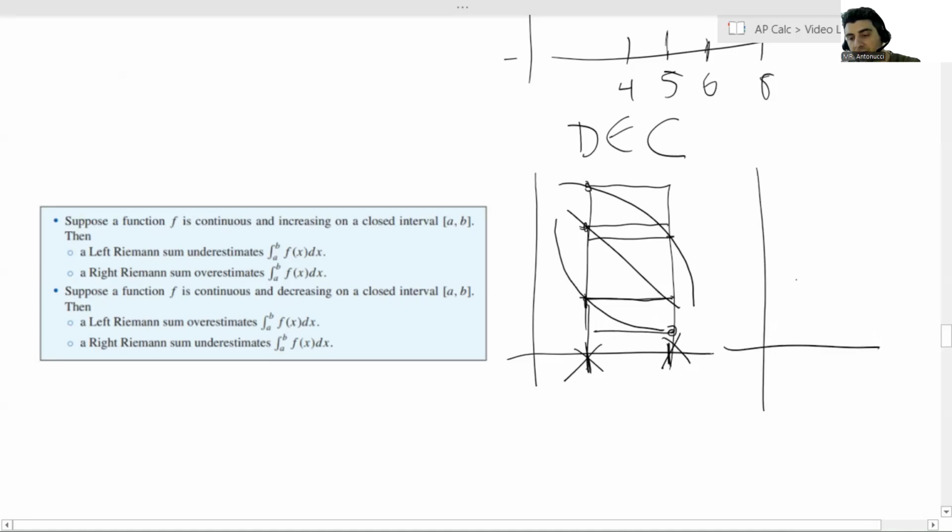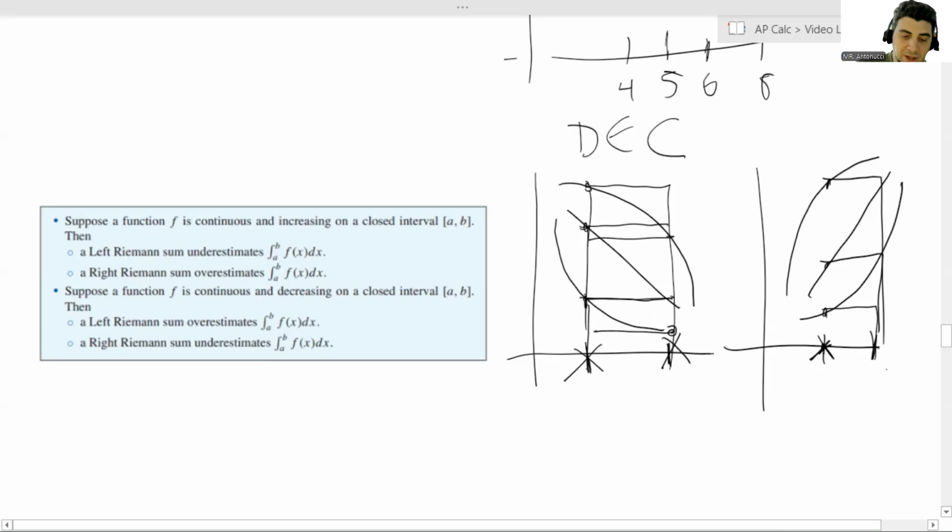And then you can draw a function that's increasing in concave down, increasing in concave up, or just linearly increasing. Pick an interval, pick the left endpoint, and you can see that the left endpoint is going to underapproximate it. And the reverse would be true for the right endpoint.